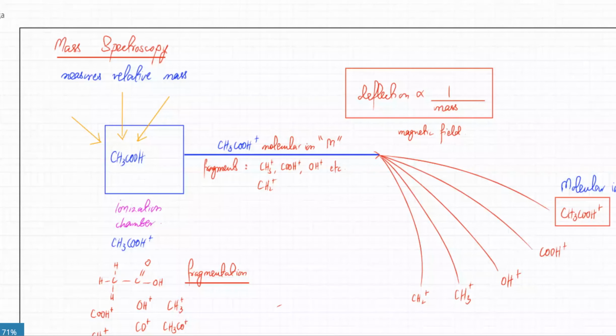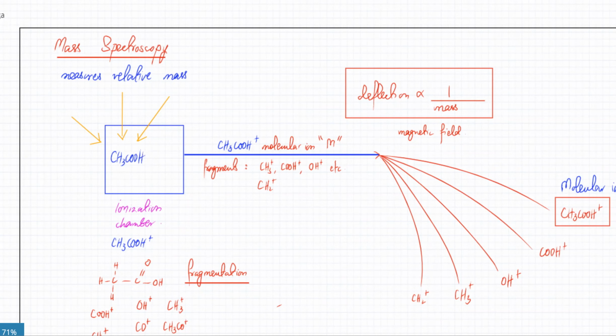So the idea of mass spectroscopy is that when you have a molecule, you don't know what it looks like. You don't know what it contains. Like if you have ethanoic acid, it's just a liquid. It's vinegar. You have no idea whether it has carbon or hydrogen, or how they are arranged. So how do you figure this out?